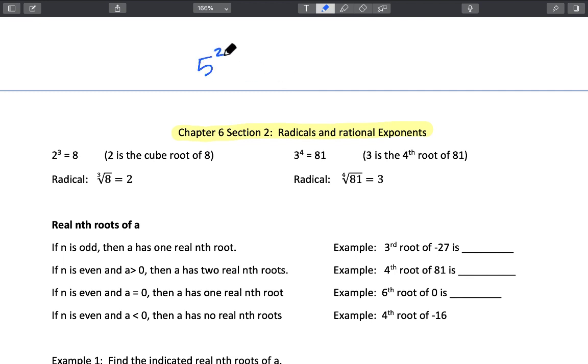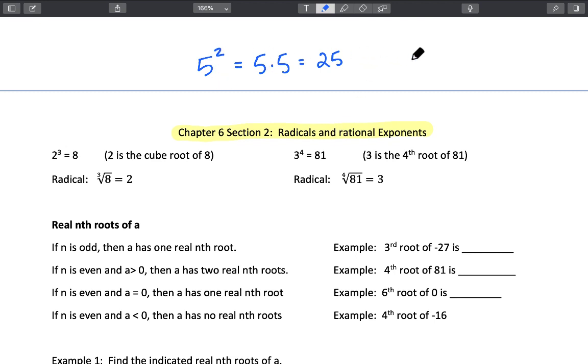Yesterday we looked at powers, expressions like 5 squared that had a base and an exponent. And we said 5 squared is really just 5 times 5. And you're pretty familiar with the fact that 5 times 5 is 25. Well, the inverse of these exponents are radical and rational exponents.